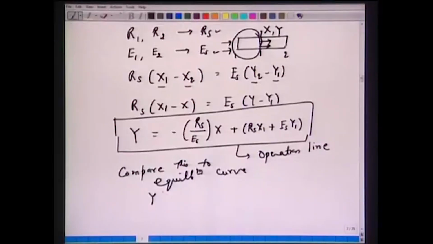Y in terms of y star in terms of your x. So we have two lines here. One is the operating curve, one is the equilibrium curve. And notice this operating curve, y in terms of x, is linear, because Rs over Es does not change. So we have a constant slope. You can call it y equal to mx plus a constant intercept. So now we can go back and draw the equilibrium curve and the operating curve.